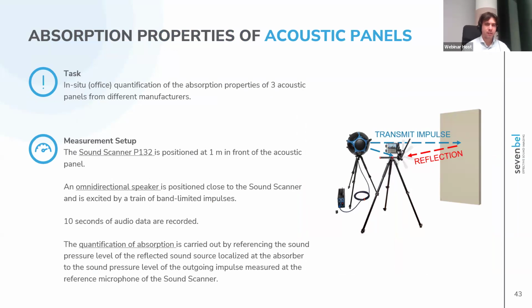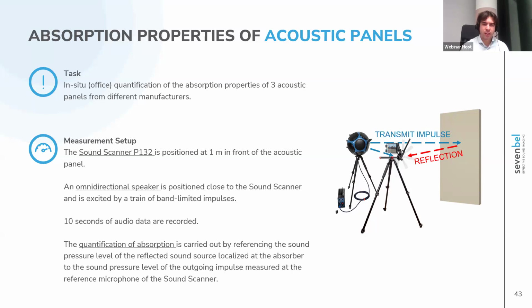And now we come to our last case, which is trying to determine the absorption properties of an acoustic panel sample or a certain material sample. It can be anything. The procedure is quite simple. We position the sound scanner very close to an omnidirectional sound source, which is once again transmitting a train of impulses. These impulses will arrive directly to the sound scanner, but also bounce on that sample and come back as a reflection. We require at least 10 seconds of audio to be recorded.